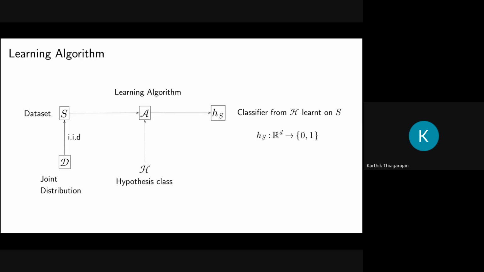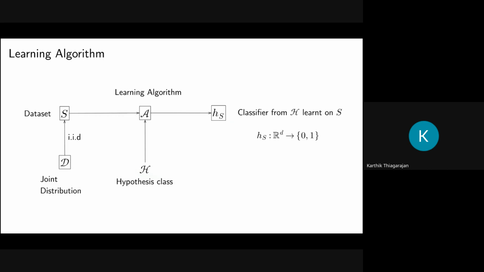For some time, what exactly the learning algorithm is doesn't matter to us. You treat it like a black box. We are agnostic to the exact learning algorithm. All that we care about is the fact that there is some algorithm that's going to take the data set and the hypothesis class and output some h_S. That's all we care about.